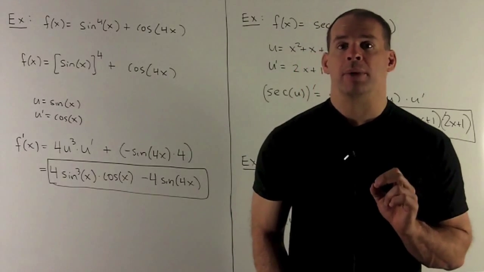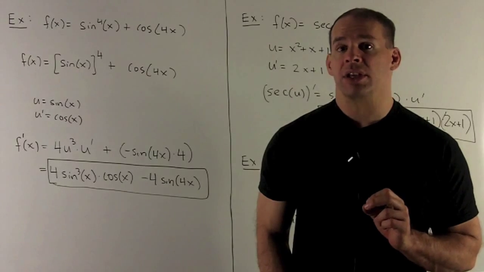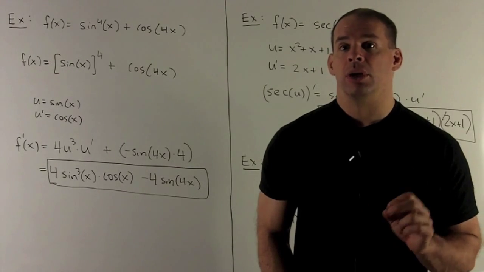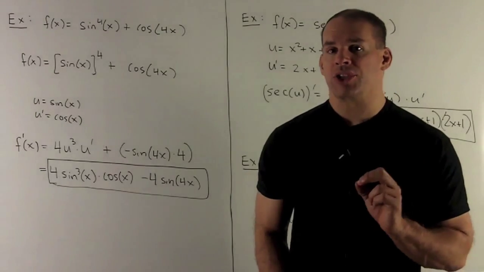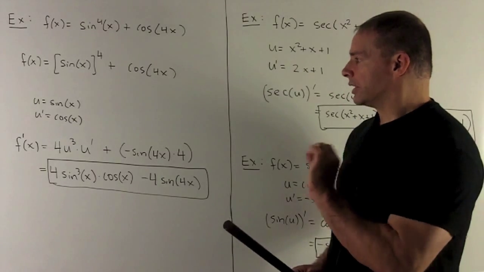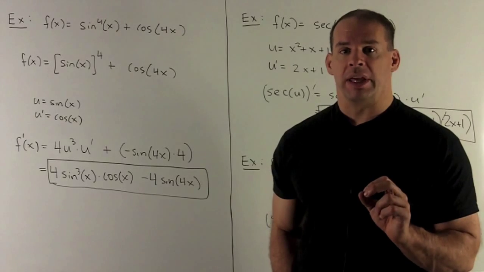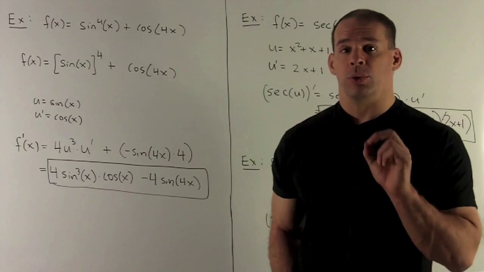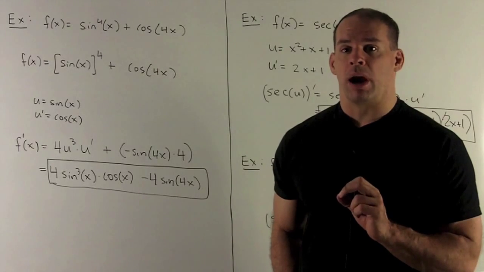Now, once I've done that, we'll let u be equal to my inside. So that'll be u equals sine x. U prime is going to be equal to cosine x, the derivative of sine x. On the other side, let's take a look. Going to take the derivative. So we have u to the fourth. It's just going to be 4 times u cubed. We take 1 off the exponent, multiply that by u prime.